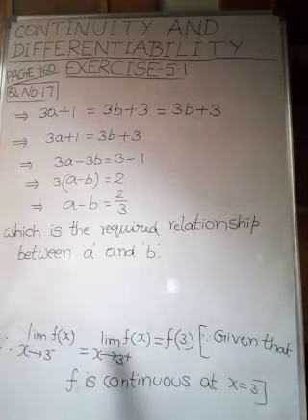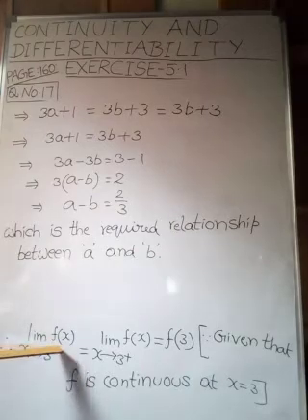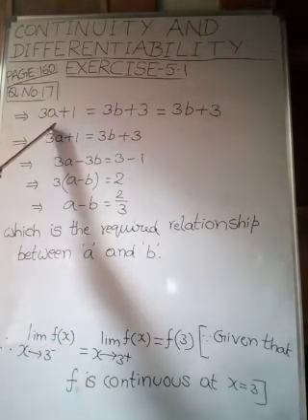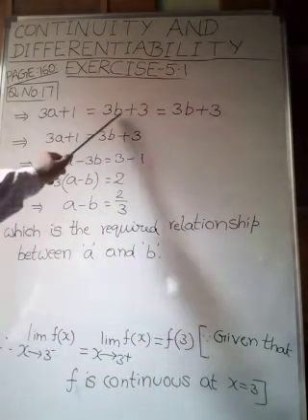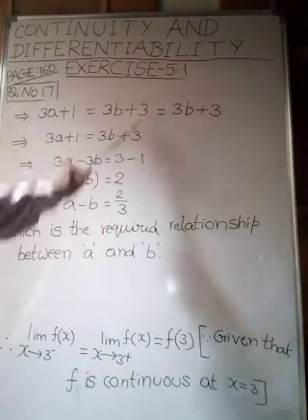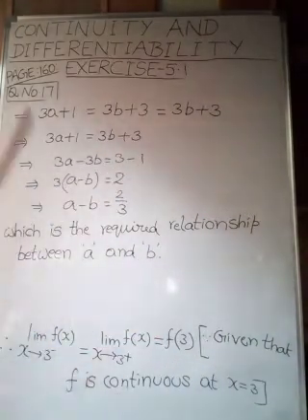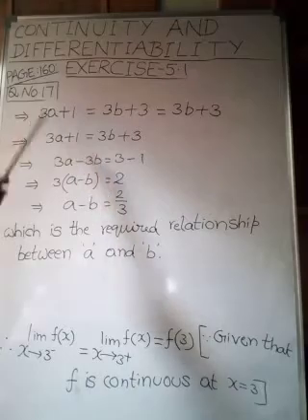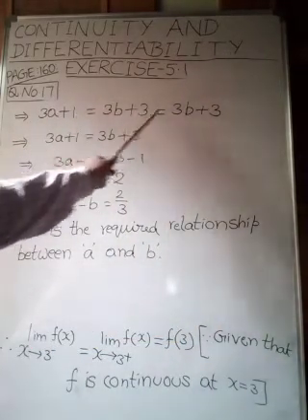Okay, my dear children, this implies as x tends to 3 minus f of x, what is the limit, left hand limit? 3a plus 1 is equal to, this is right hand limit. What is the right hand limit? 3b plus 3 is equal to, what is f of 3? 3b plus 3. So we substituted these three values in the equation. Understood this step, my dear children?